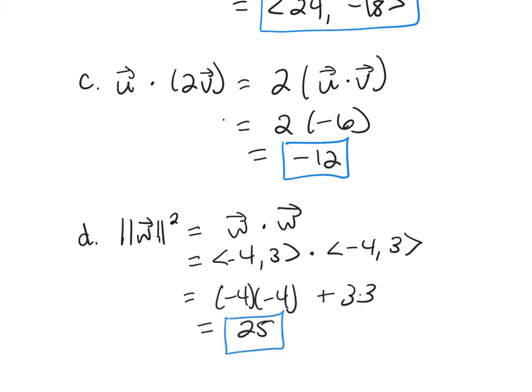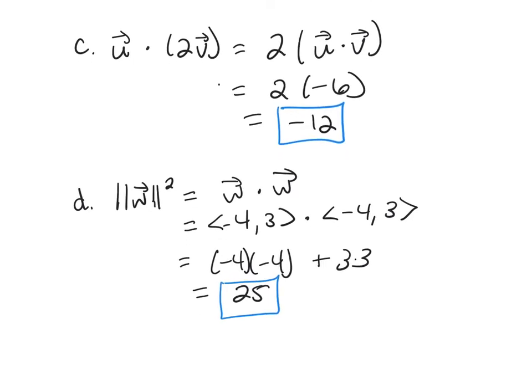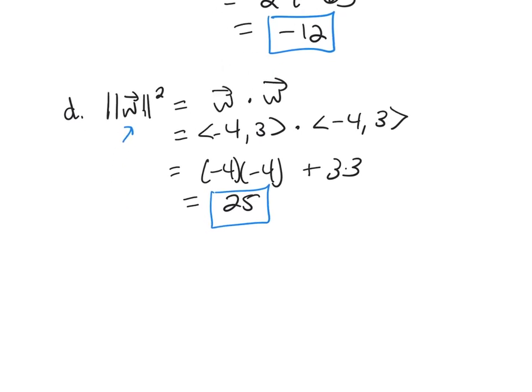And here your answer will always be positive when you take a vector dotted with itself, because if you look here, magnitude or length, remember that's a positive measurement, and you're squaring it, so it'll stay positive.